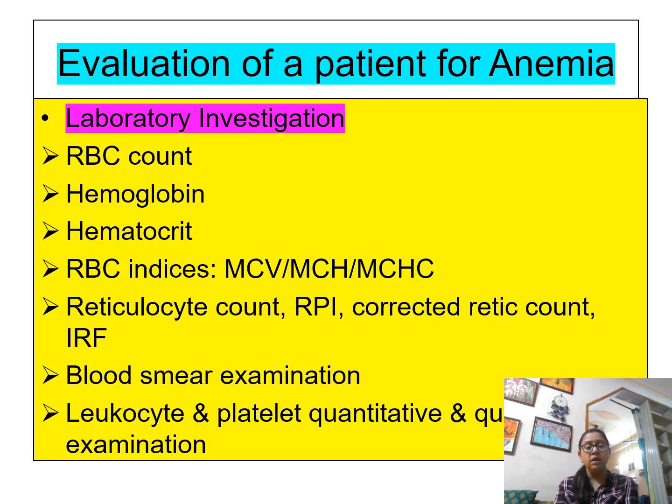Then comes evaluation of anemia through laboratory parameters. So what are the different lab parameters which can help us lead to a diagnosis of anemia? I'm just giving you an overall picture of what we use to arrive at a diagnosis of anemia. RBC count करते हैं, hemoglobin, hematocrit, RBC indices which are MCV, MCH and MCHC, reticulocyte count, reticulocyte production index, corrected retic count, immature reticulocyte fraction.